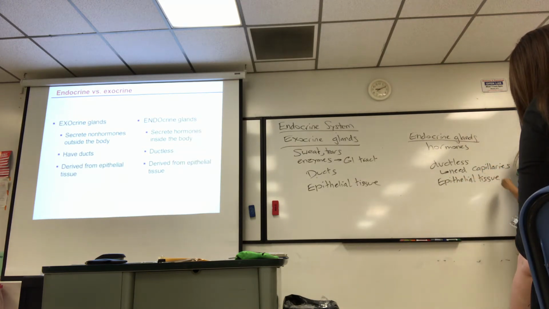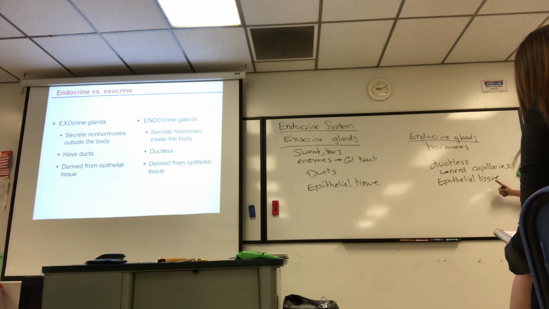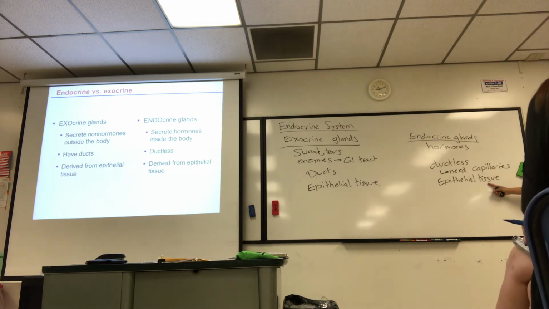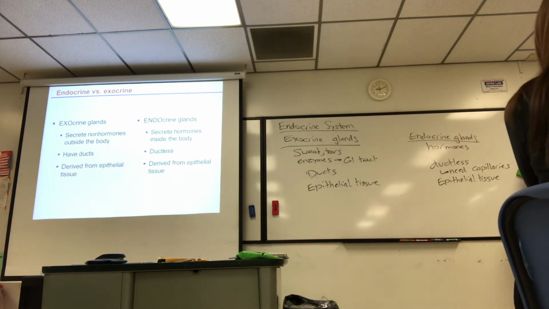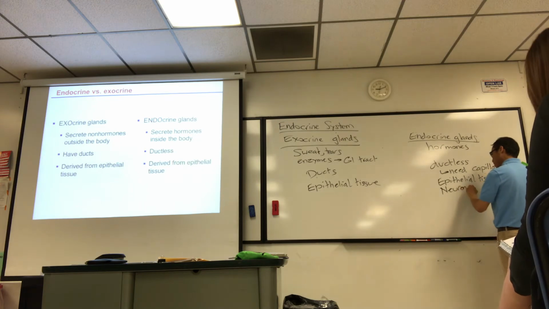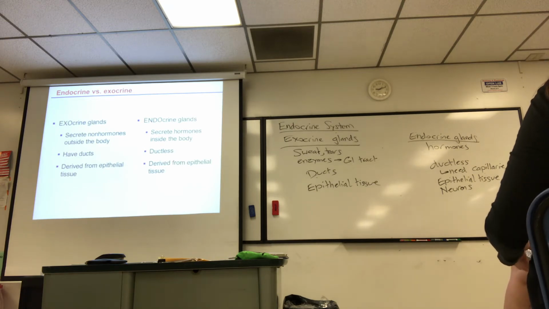Let's remember our 4 basic tissue types: epithelial, connective, muscle, and nervous. Those are the 4 that we taught you in 430. And basically, well, endocrine glands, epithelial tissue cells can secrete hormones, but neurons can secrete hormones too. So I want to write that on here. Neurons. Epithelial cells, there's some neurons in the hypothalamus that also secrete hormones. I want you to know that.